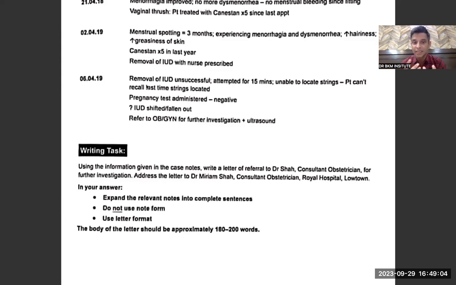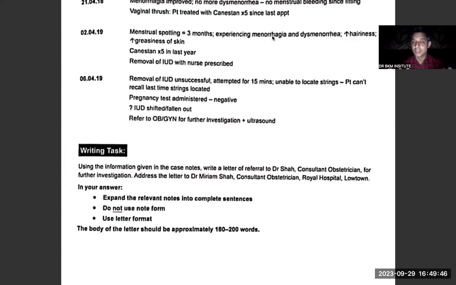तो लास्ट डेट में क्या लिखा है? Removal of IUD unsuccessful. That means removal of intrauterine device unsuccessful. When there is anything that is unsuccessful, obviously we need a specialist. तभी तो हम obstetrician को लेटर लिख रहे हैं. That is why we are writing the letter to the obstetrician, because we tried something, it was unsuccessful, and we need the support of a specialist now. Attempted for 15 minutes, unable to locate strings. So in our hospital or in our clinic, this was attempted for 15 minutes to remove the intrauterine device, but it was unsuccessful and we were unable to locate the strings.